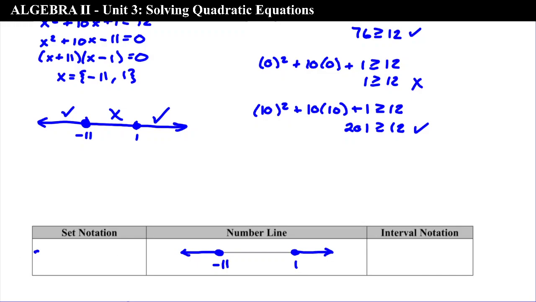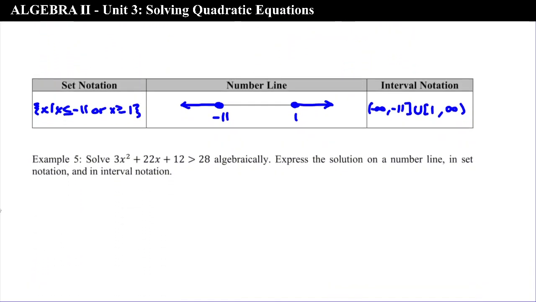So our set notation, we have x such that x is less than -11, or less than or equal to, I should say, or x is greater than or equal to 1. And then in interval notation, we have -infinity to -11, bracket, union with another bracket, 1 to infinity. And there are your 3 answers.